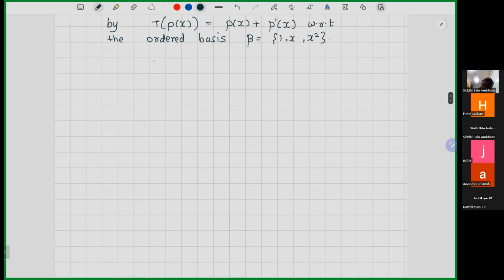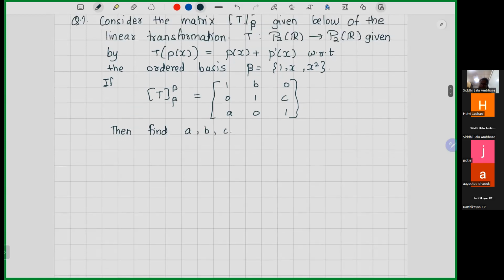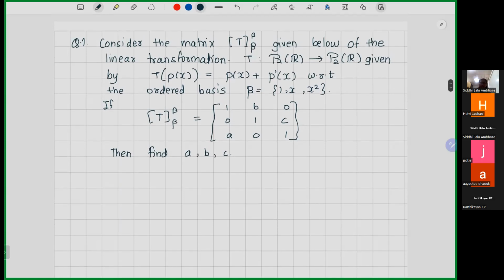The question is that if T from beta to beta, where beta is the ordered basis on both the domain and codomain vector spaces, is the linear transformation matrix, then we need to find what A, B, and C are. So this is our question. They have given this linear transformation T, and they are asking us to find the linear transformation matrix for this T, where beta is the ordered basis {1, x, x square}.